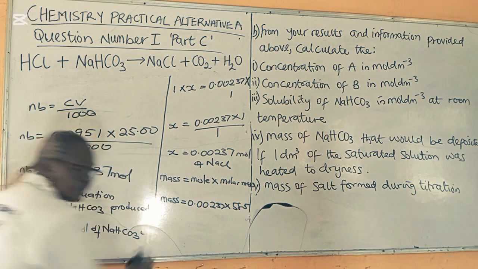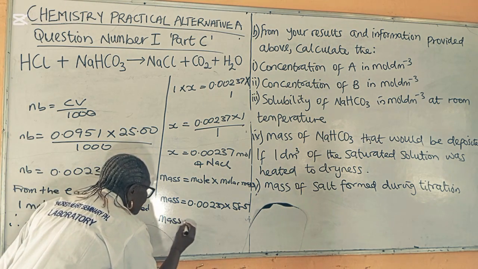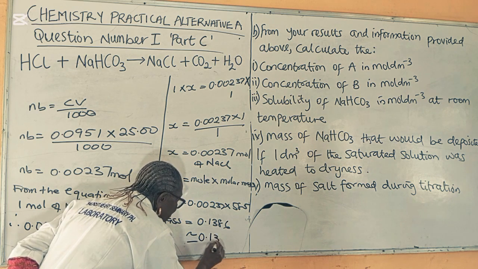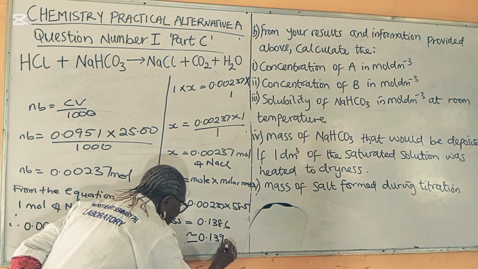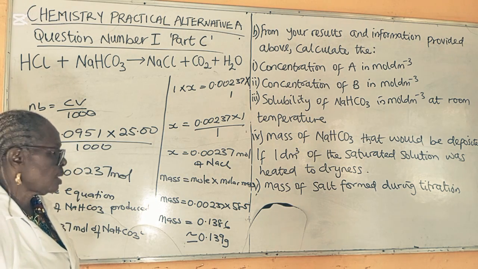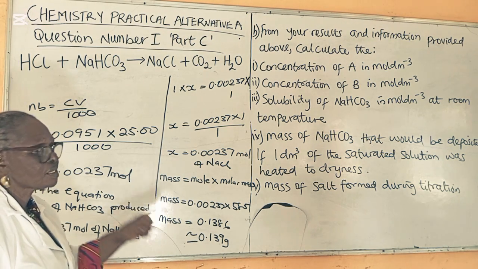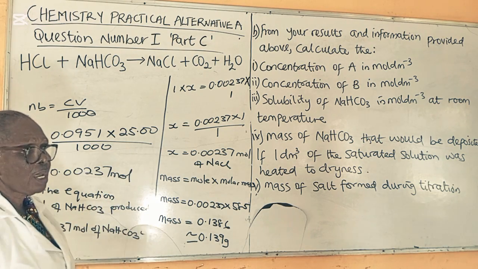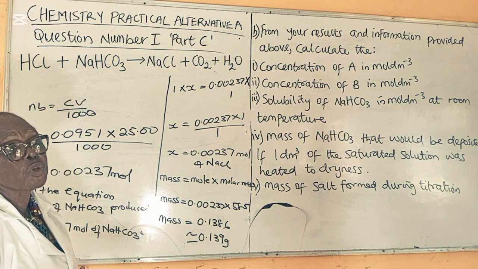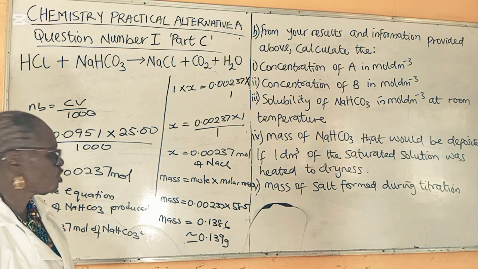So, what will now be the answer? You now say mass is approximately 0.139 grams. You are not supposed to say grams per dm cube, because the amount of base that gave you this mass is not in 1 dm cube. The mass of the salt is from the 25 cm cube of the base you used during your titration.